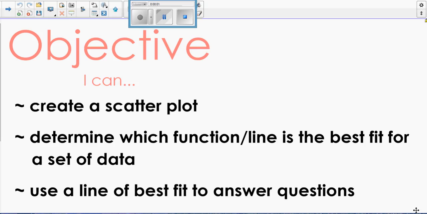Okay, everyone. So you should have your headphones in. You should be taking notes while you listen. So your objective today is that you can create a scatter plot. We're just going to do this with a sketch. We're not actually going to scale out scatter plots.